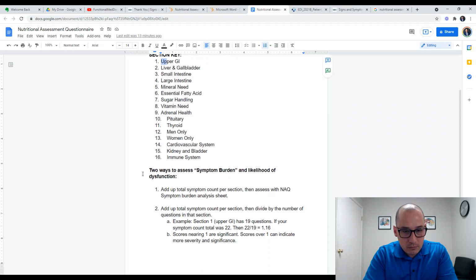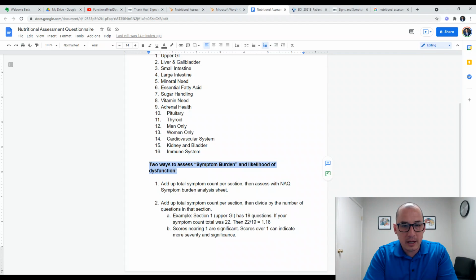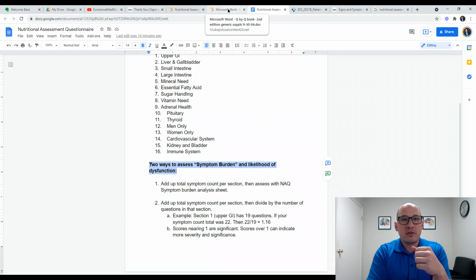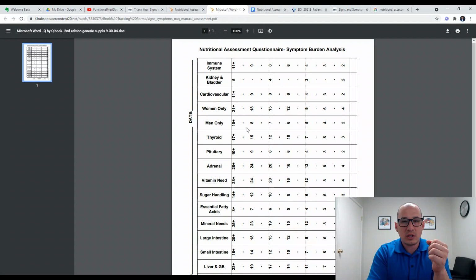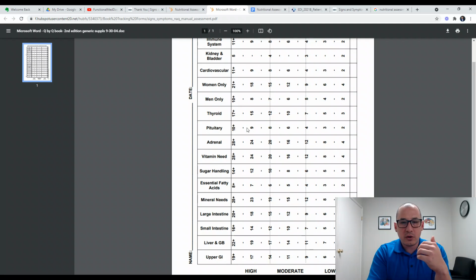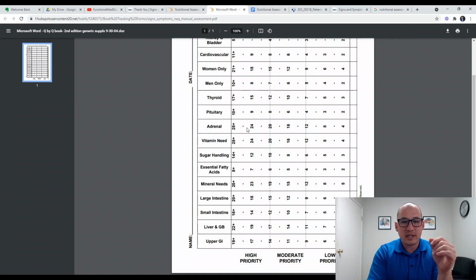Down here, I broke down the 2 ways to assess it. Once you fill out all the questions, the first way to assess severity in the different sections is to come over to this questionnaire. Just so we're staying on track, section 1, remember, is upper GI. There was a total of 19 questions, but it gets a little confusing. What you want to write down at the bottom of each section is your total symptom count, okay?